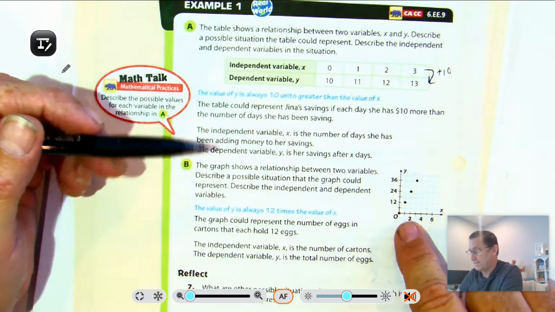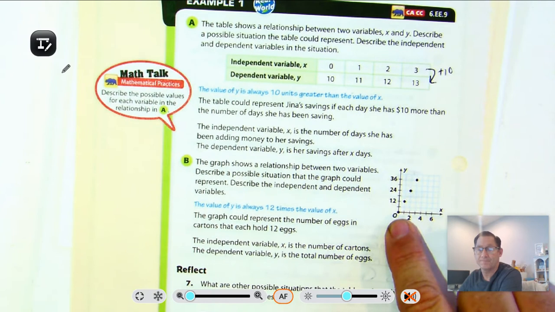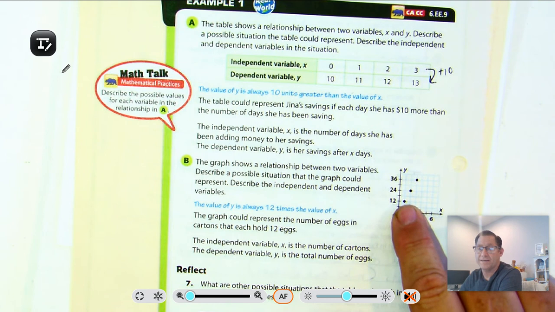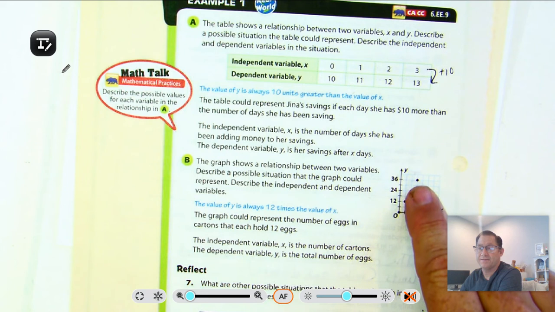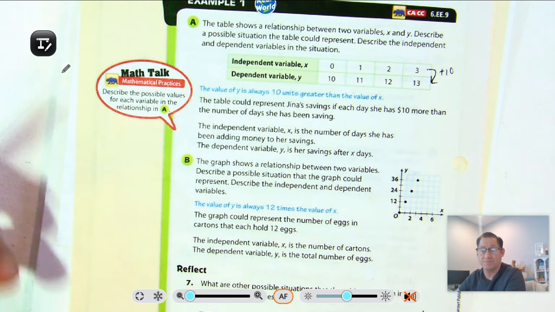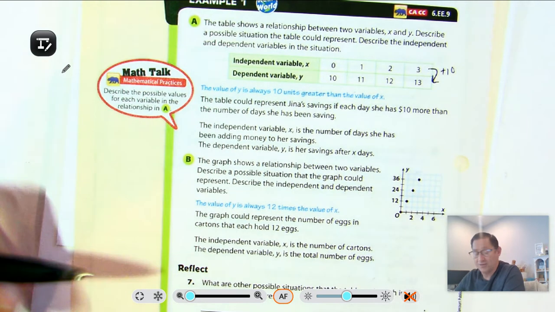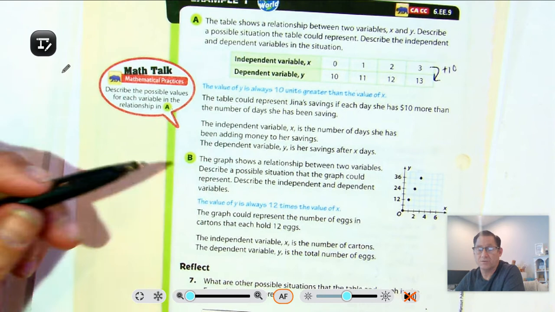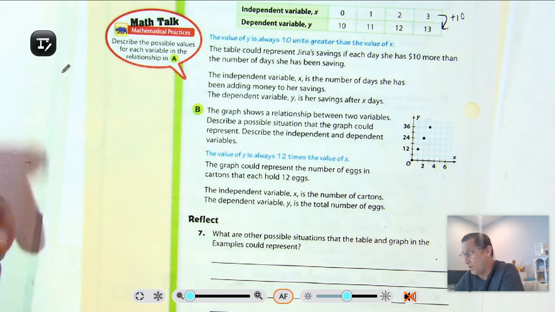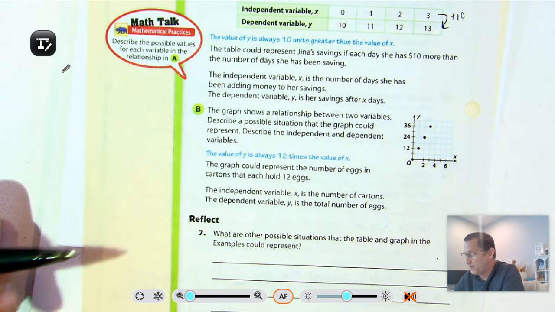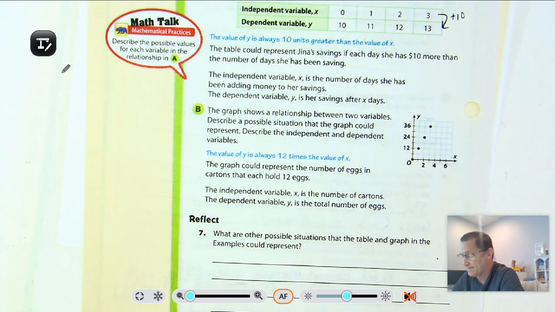So in this graph, we see that when the value of x is 1, y is 12. When the value of x is 2, the value of y is 24. When the value of x is 3, y is 36. So that's x times 12, right? And so it could be the number of eggs in a carton, just because a carton holds 12 eggs. So in this case, the independent variable would be the number of cartons, and the dependent variable would be y, the number of eggs. So what are some other possible situations that the table and the graph in the examples could represent? Okay.